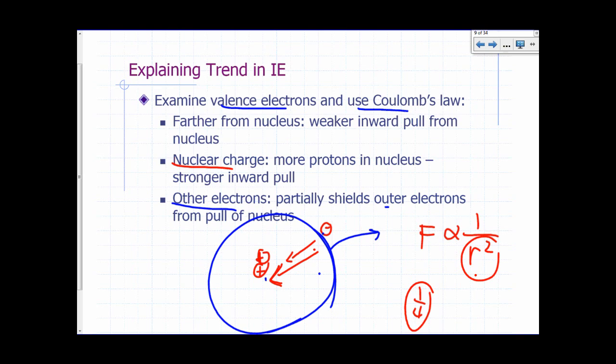In other words, let's say you have 2 protons in here, and you have 2 electrons out here, okay? Now, each individual electron out here is not going to feel the full force of the 2 protons because it's going to feel a repulsion from another electron. So we say each electron in the outer shell will experience what we would call an effective nuclear charge, and that's what you need to examine to explain the trend, okay?